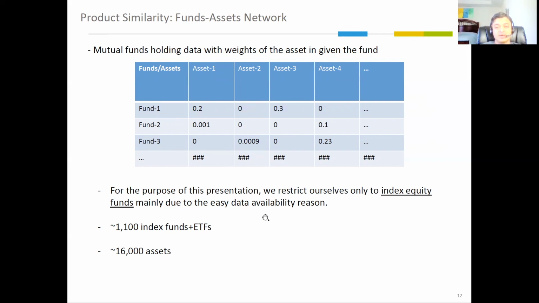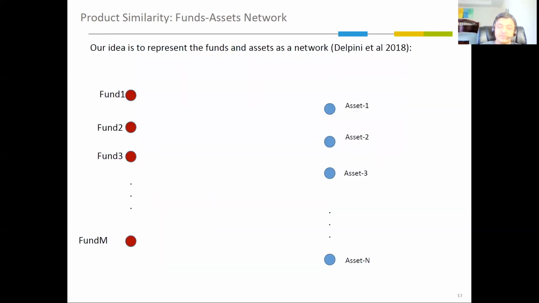We have data for all the index equity funds, just to make our lives simpler, compared to also adding bonds and other things. So we have only index equity funds for now. There are some 1100 index funds and ETFs, and the total number of assets was 16,000. Okay. So that's our data.